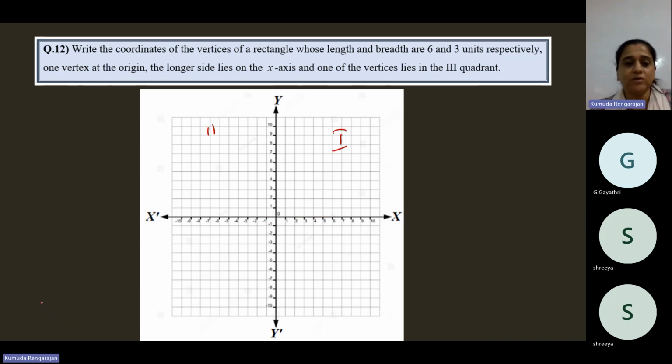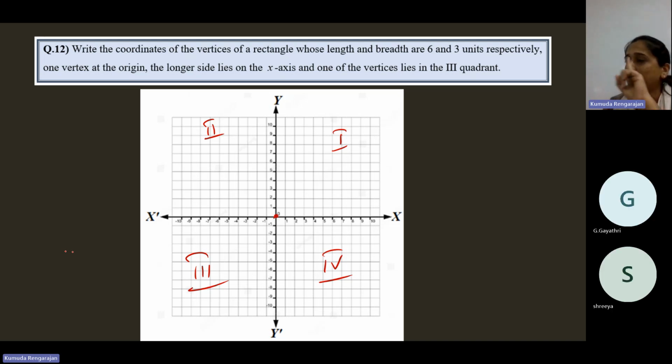First quadrant, second quadrant, third quadrant, fourth quadrant. One vertex is at the origin and another vertex is in the third quadrant. Of the four vertices of the rectangle, one is at the origin here and another one is in the third quadrant. So obviously the rectangle is here like this, right? So the longer side is on the x-axis.